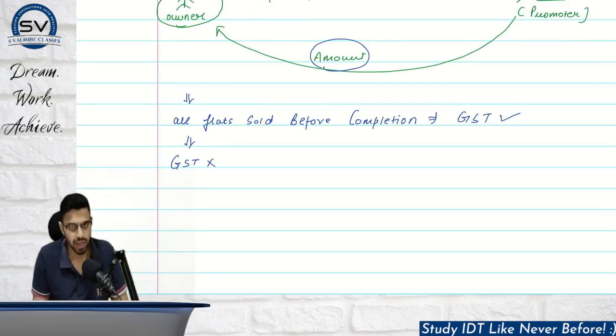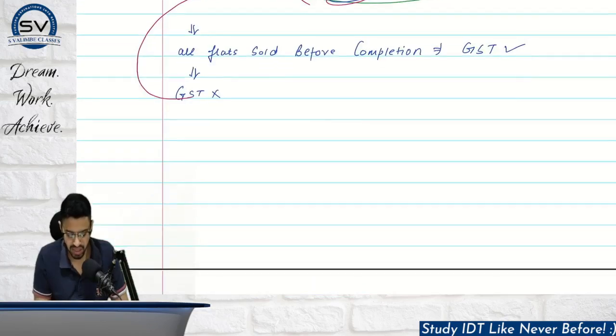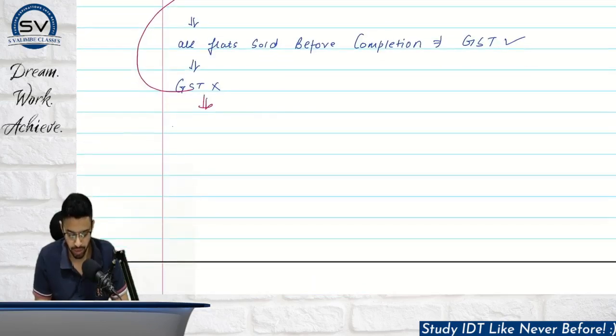Okay, if this is not the case, GST is not recoverable. This means that all flats are not sold before the completion. If this condition is not complied, let's say one flat is left, then here GST will be applicable. Now, if the above condition is not complied, and GST applies, basically the exemption is withdrawn.